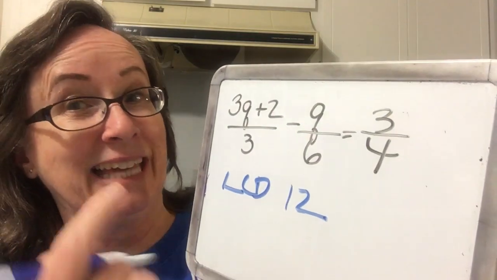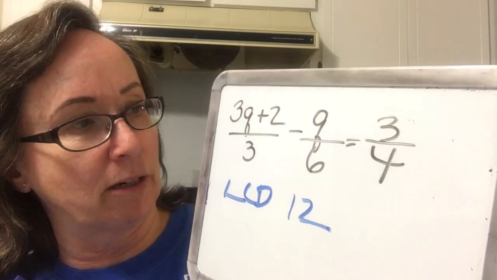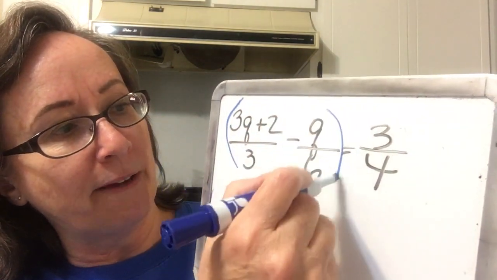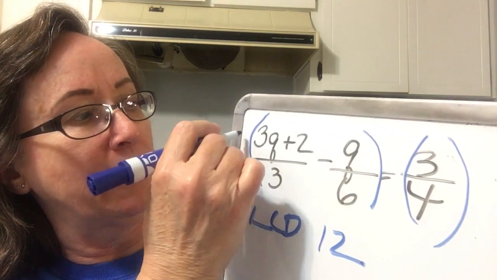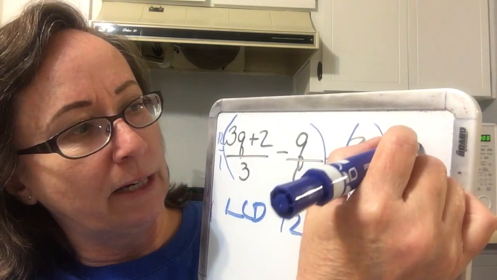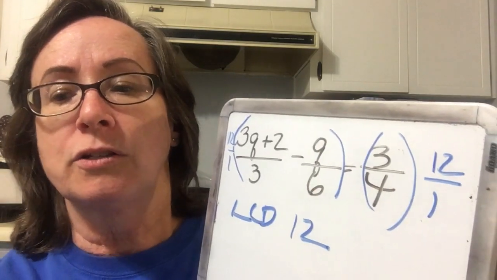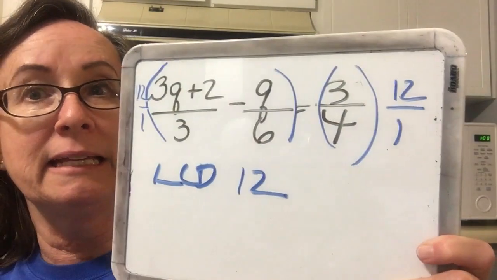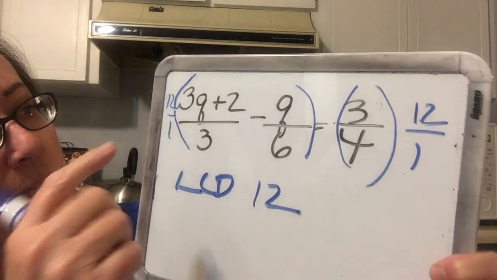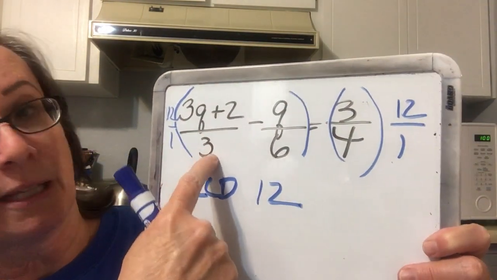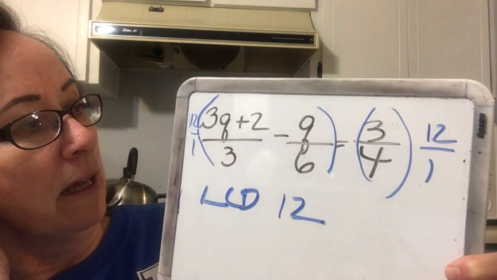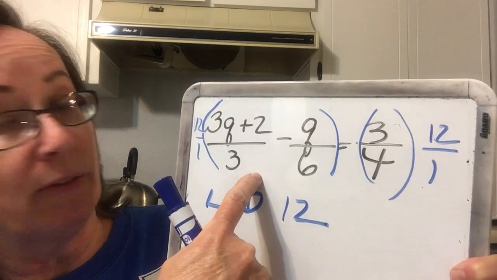So now I will multiply both the left and the right sides by 12. I'm just going to write a 12 over 1 on each side, so that I can keep in mind that the 12 is going to the numerator. Now this 12 is going to cancel the 3. When I distribute this across to both of these, the 12 will cancel the 3, leaving a 4.